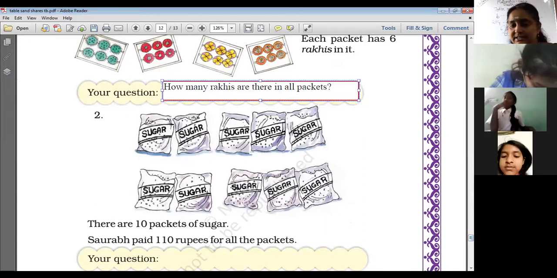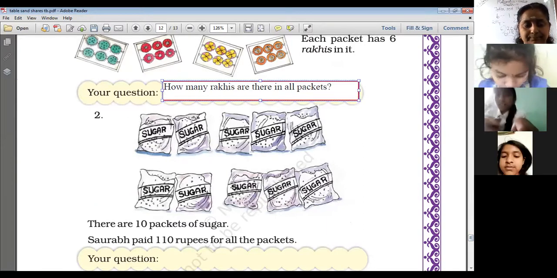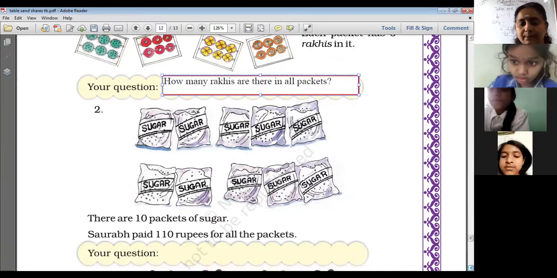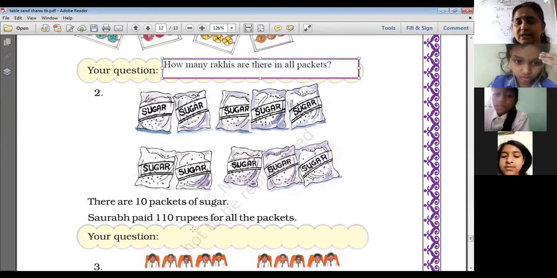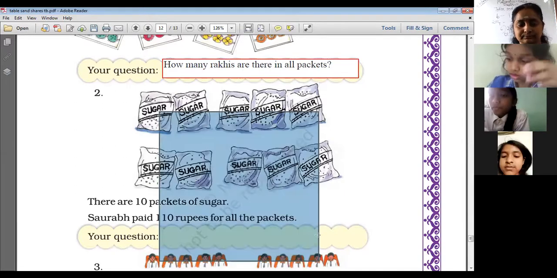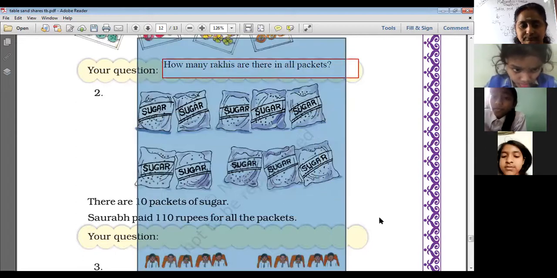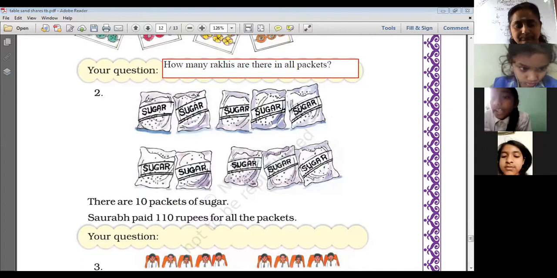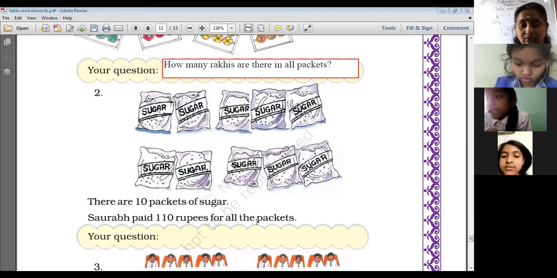So read the next question, Pratibha. Okay, ma'am. There are 10 packets of sugar. Surab paid 110 rupees for all the packets. So what is your question here? Make the question. What is the cost of 10 packets? 10 sugar packets.